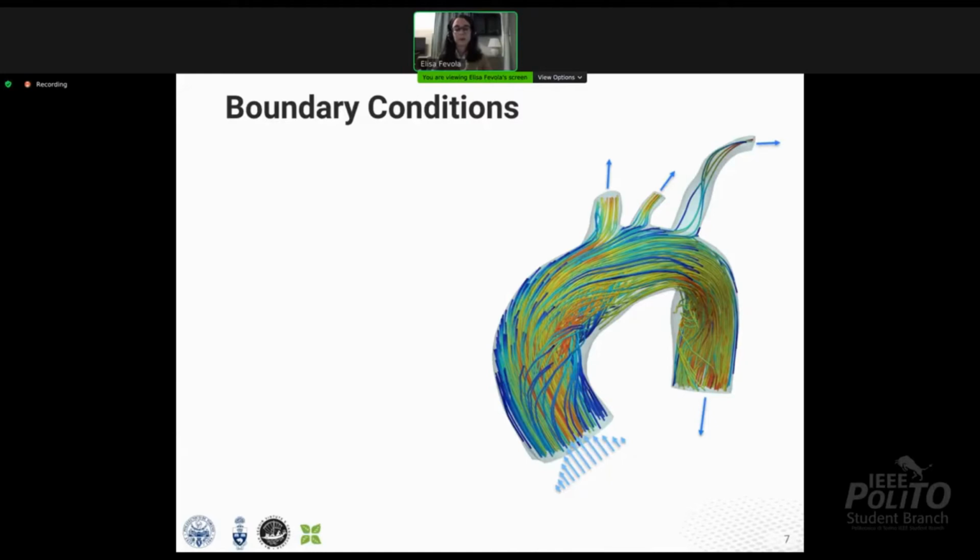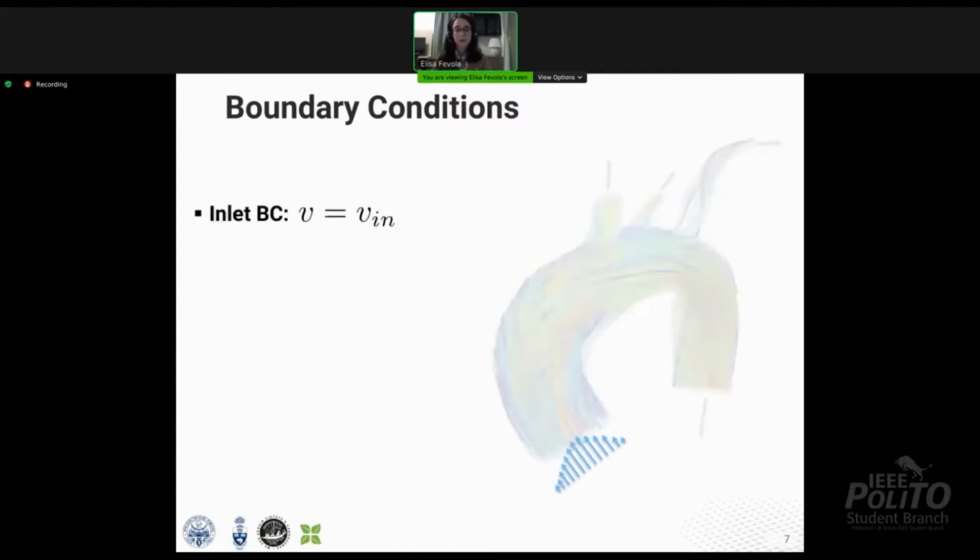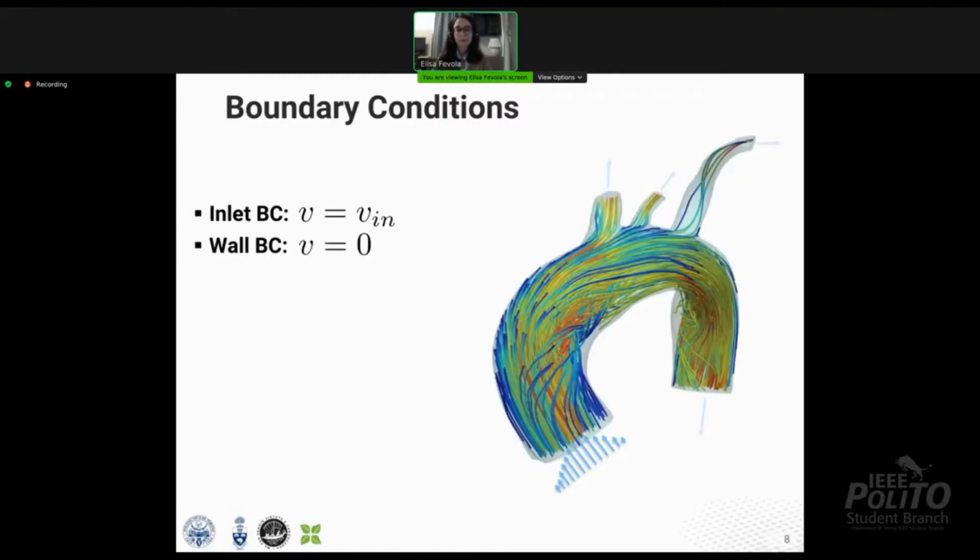So here we have an aortic arch. This is the aorta, and we have the supraaortic branches as well. What we usually set is an inlet boundary condition, which is usually a velocity, because we know the inlet velocity profile, so how the blood enters our domain. Then we set what is called the wall boundary condition. So we impose the velocity to be 0 on the walls of the vessels, because blood sticks to the walls and it's still there.